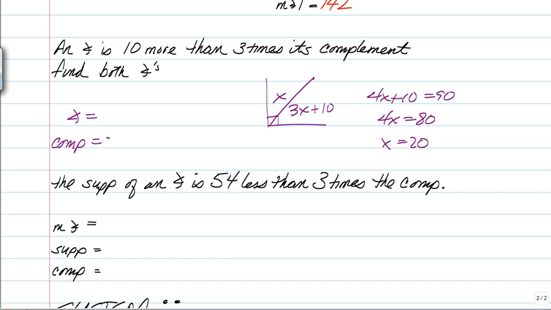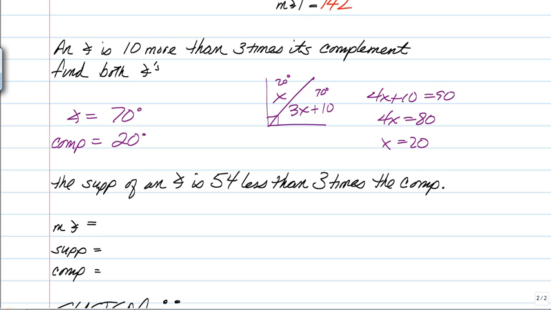So we know that one of these guys is going to be 20 degrees and we know the other guy is going to be 70 degrees. But which one is which? Well, it says an angle is 10 more than 3 times its complement. So the angle is bigger. So the angle is 70 degrees and the complement is 20 degrees. Okay? That's just a little tidbit of fun.